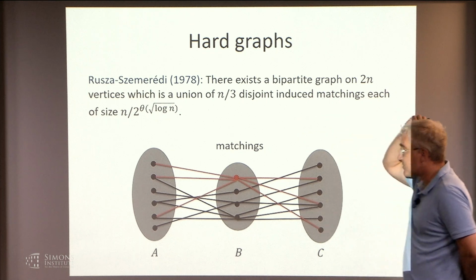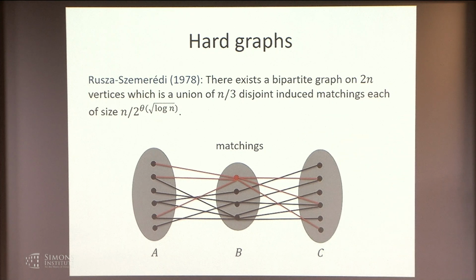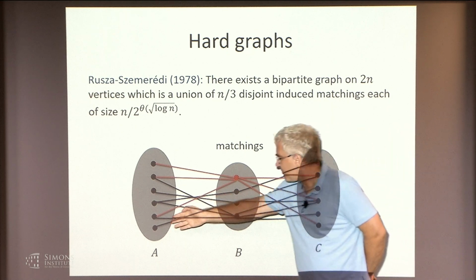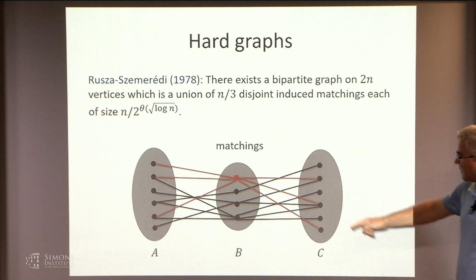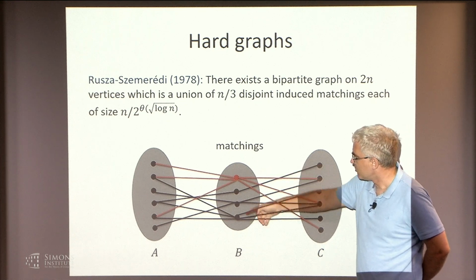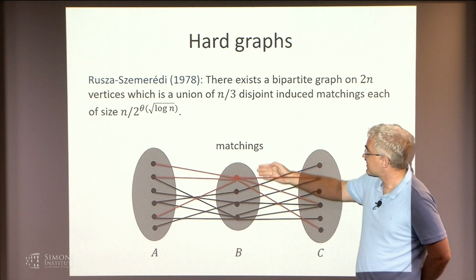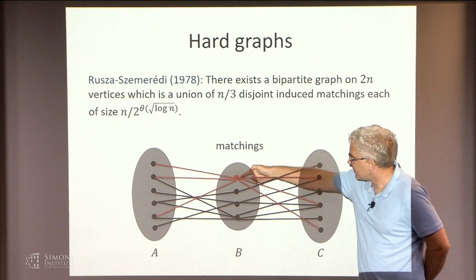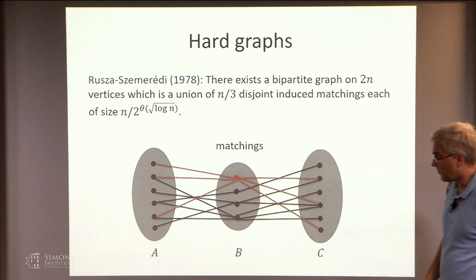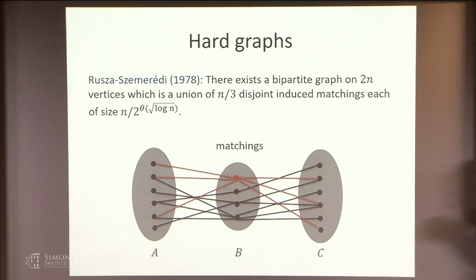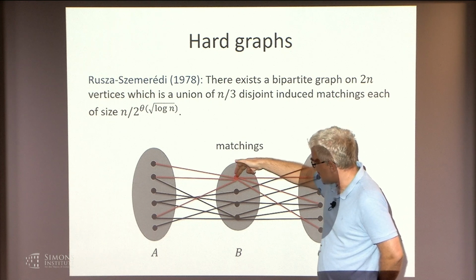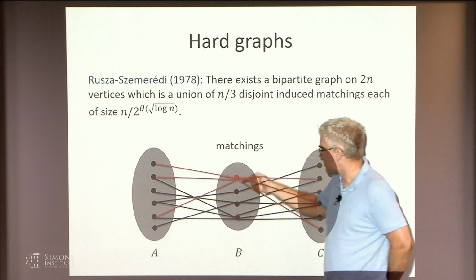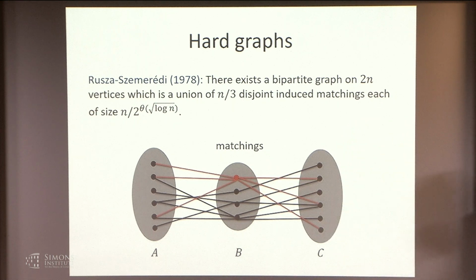So how do we use them? Out of these, we build a tripartite graph, and we build it in the following way. We put on the left side this side A, on the right side this side C, and in the middle a new set B, which is of size exactly n/3, and each of these vertices represents one of the matchings. Then for each matching vertex, we connect to the vertices which take part in that matching.